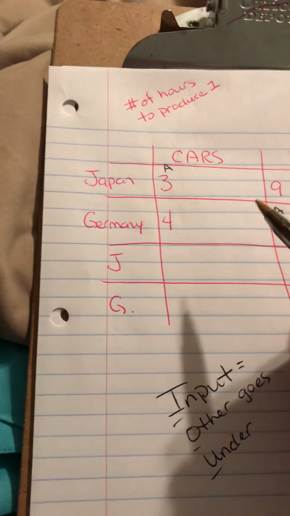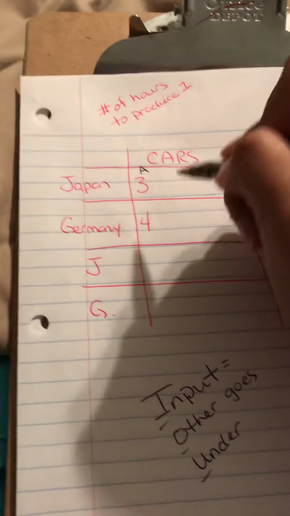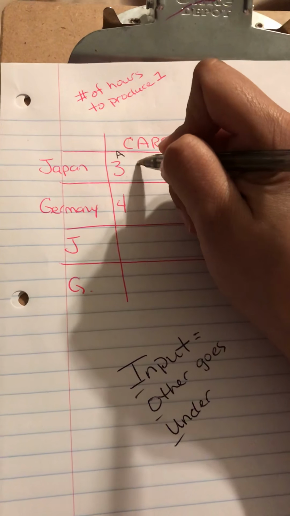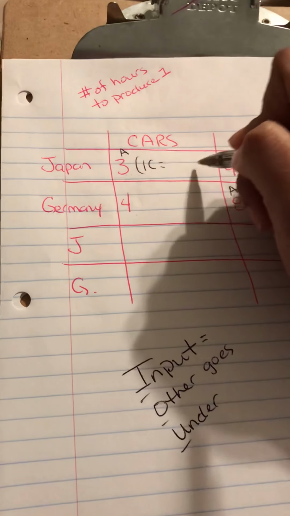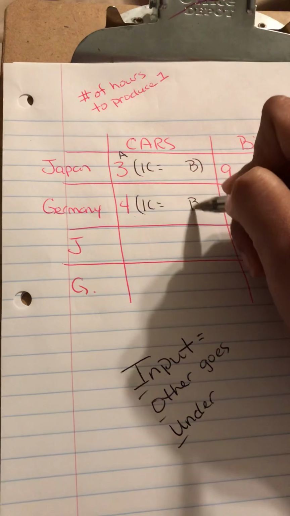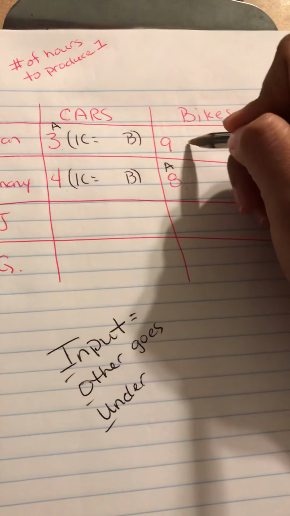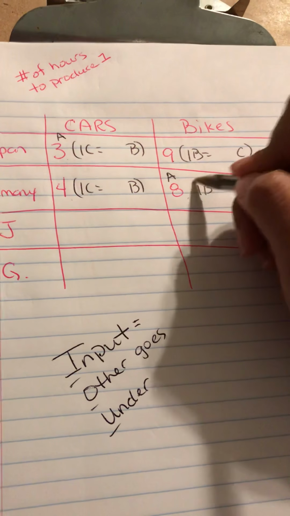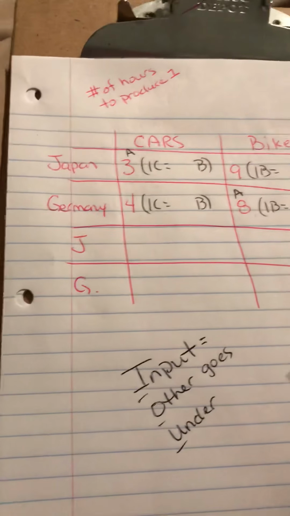So let's get started. Remember, I like to do the little ratios. That way it just makes it easier to plug in numbers at the end. So for every one car, Japan gives up making a certain amount of bikes. And the same for Germany. And then Japan, for every one bike, they give up making a certain amount of cars. And the same for Germany.